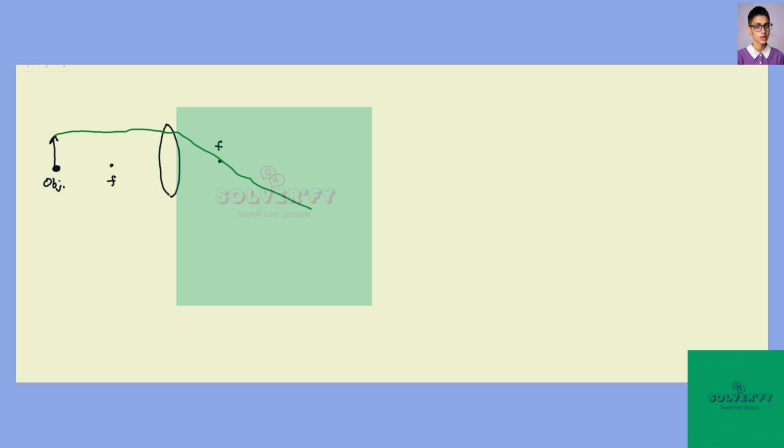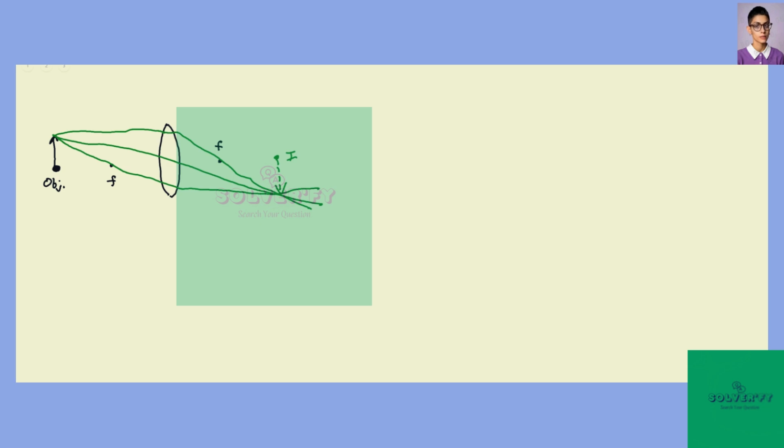Go off this way somewhere. And then the line that goes straight through the center will not be affected. So it goes off like this. And then finally, the one that goes through the focal point here and hits the bottom of the lens is sharply sent parallel. So the image formed is here, which we'll call I.